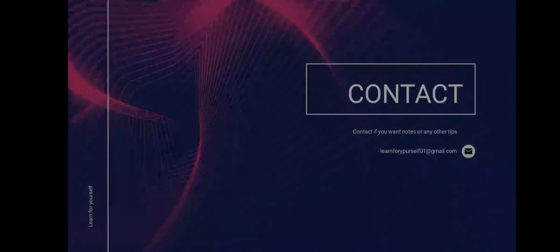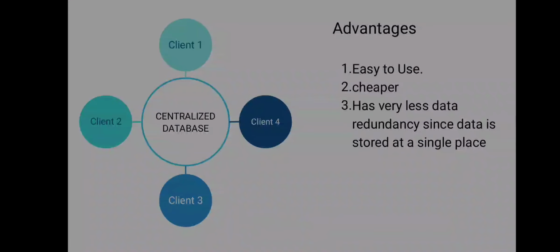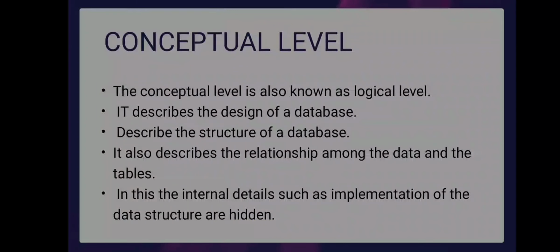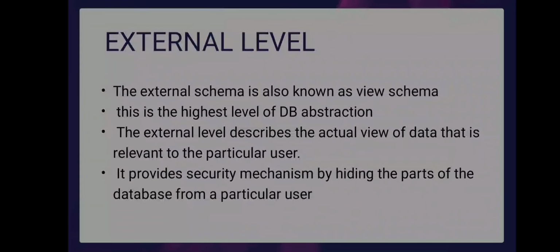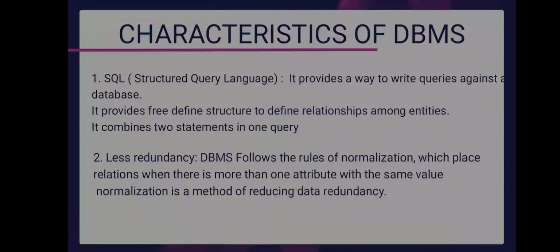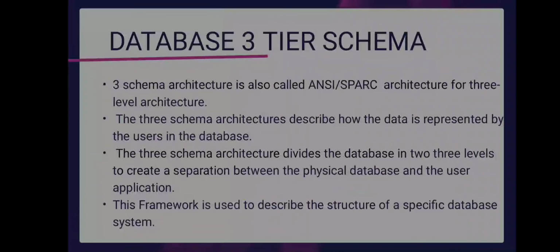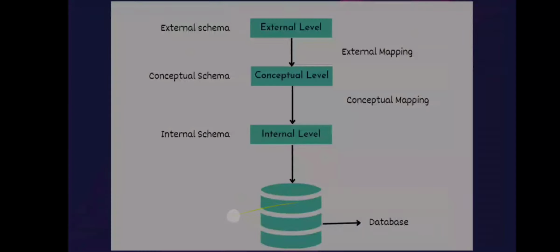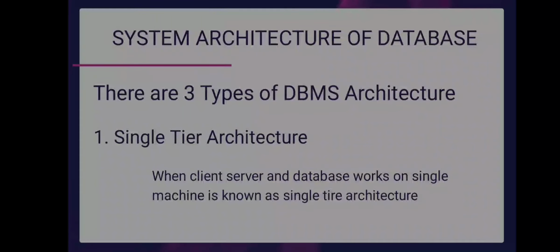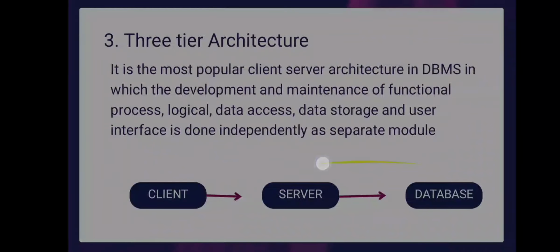So here we complete our first chapter. In the first chapter we have seen what is database, what is DBMS, different user tasks, different languages, characteristics of DBMS, then the database 3-tier schema, which is external, conceptual and internal schema. Then we went through system architecture of database, which has 3 types of DBMS architecture: single tier, 2-tier and 3-tier architecture.